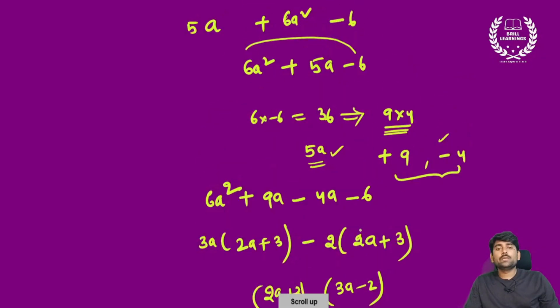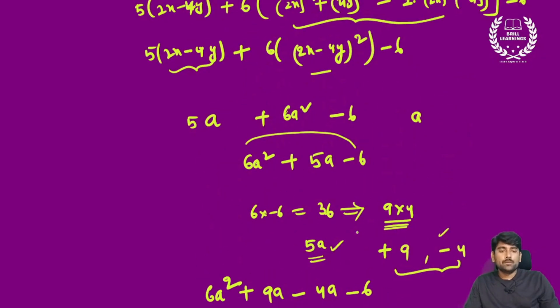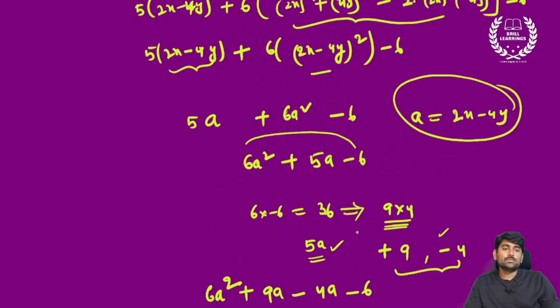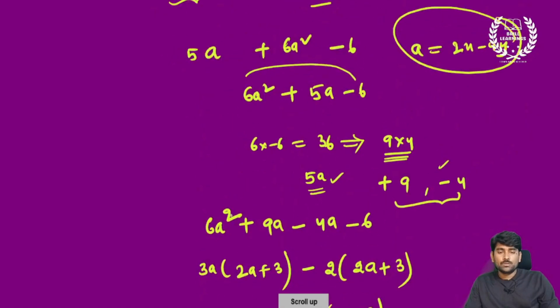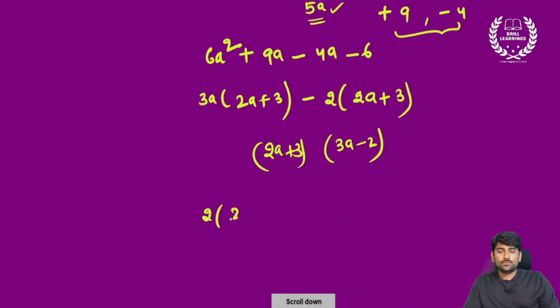So what is the a value here? I took a value as 2x minus 4y. Okay, so this is my a value. Again substitute that value here. So 2 into what is that a value? 2x minus 4y. So 2x minus 4y plus 3 here. Okay, that is this value here.